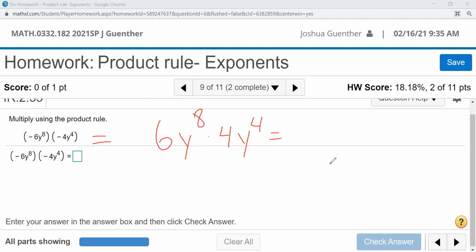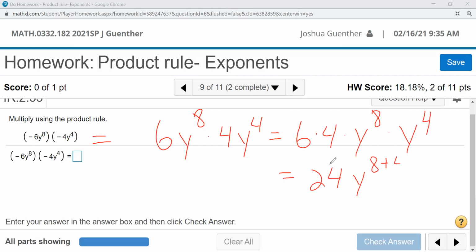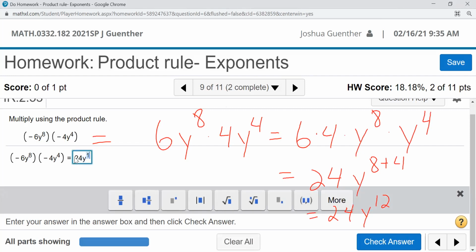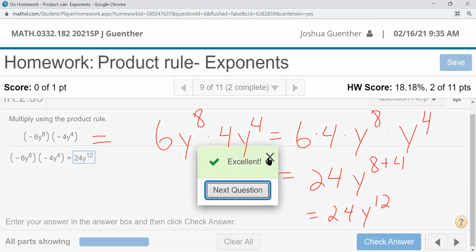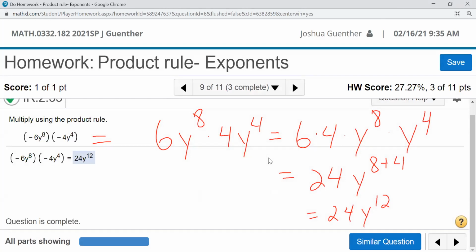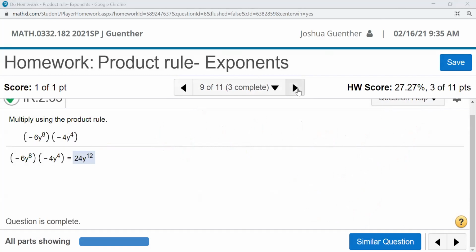Now rearrange them, put the 6 and the 4 together, put the two y components together. 6 times 4 is 24. Y to the 8th times y to the 4th becomes y to the 8th plus 4, and thus you get 24y to the 12th. Like that. So it's not quite as horrible as it looks.